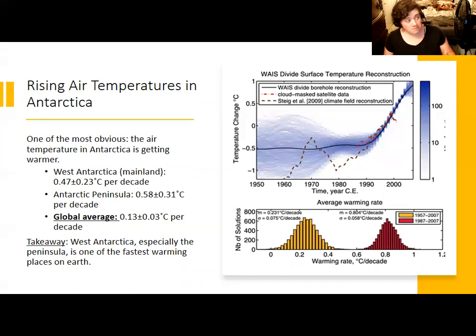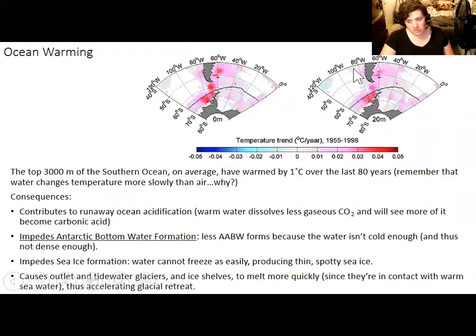This has the potential, and it already seems to be doing so, to reduce sea ice and to also potentially cause more melting of glaciers on land and expose more rock, potentially opening up Antarctica to colonization by invasive plant species. Now, speaking of ocean temperatures, the oceans have gotten a lot warmer. And the top 3,000 meters of the Southern Ocean have warmed by 1 degree Celsius over the last 80 years.